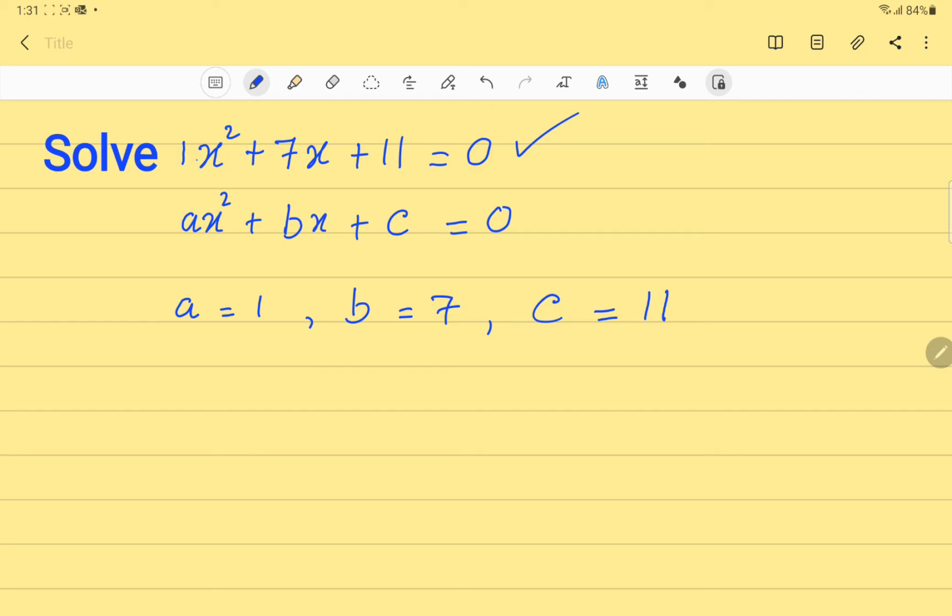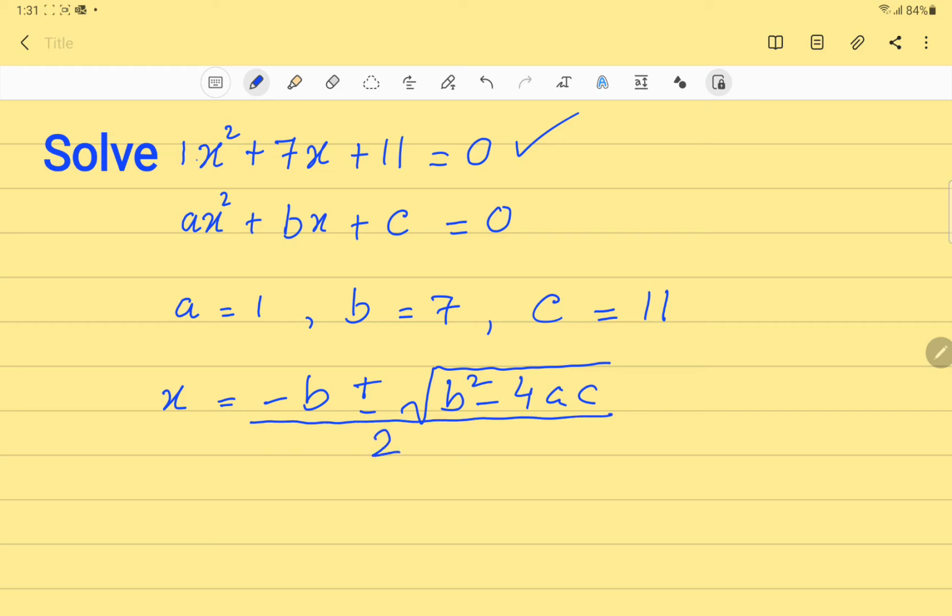Now we will substitute these values of a, b and c in quadratic formula. Our quadratic formula looks like x is equal to minus b plus minus square root of b squared minus 4ac over 2a.